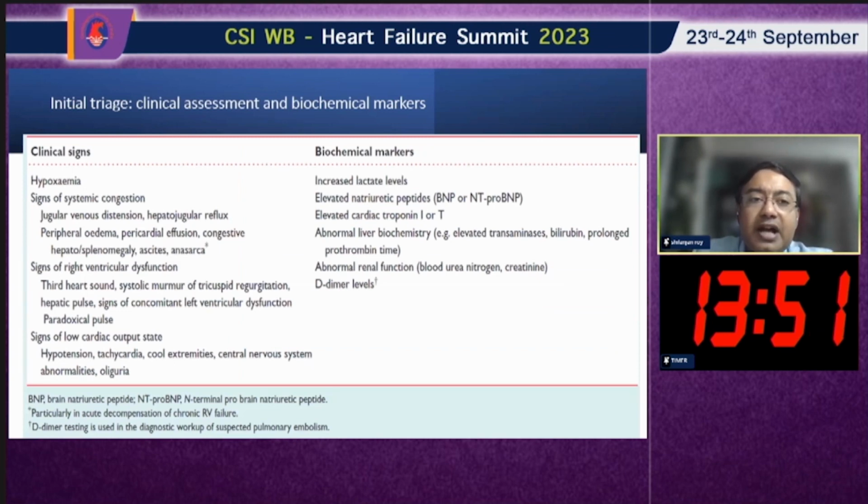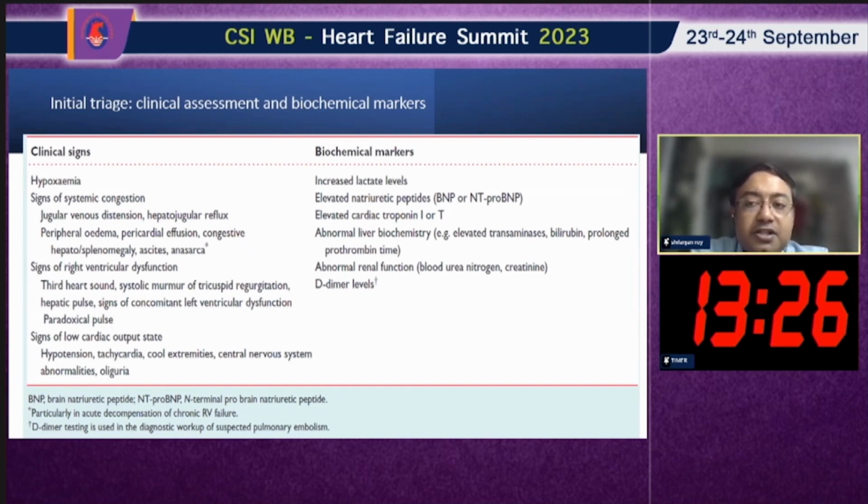So the initial triage of this patient will require a prompt clinical assessment as well as assessment of some biochemical markers. In clinical signs, we have to assess for the presence of any hypoxemia and signs of systemic congestion in the form of jugular venous distension, presence of hepatojugular reflux, peripheral edema, pericardial effusion, ascites and anasarca. It has already been discussed that this patient has these features.